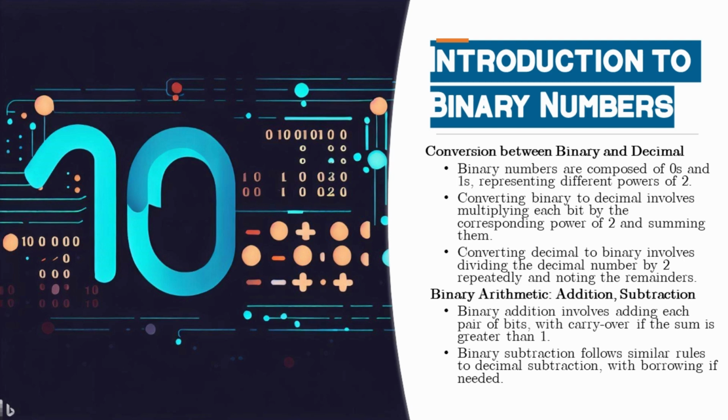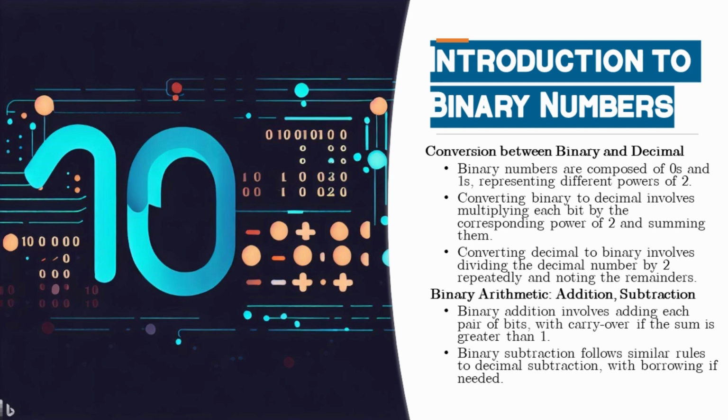Introduction to binary numbers. Conversion between binary and decimal. Binary numbers are composed of zeros and ones, representing different powers of 2. Converting binary to decimal involves multiplying each bit by the corresponding power of 2 and summing them. Converting decimal to binary involves dividing the decimal number by 2 repeatedly and noting the remainders.